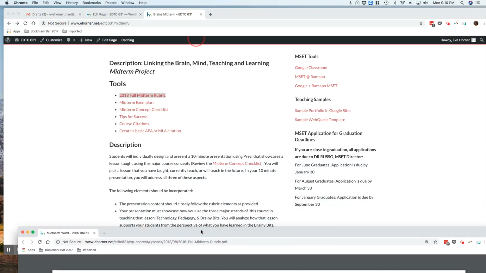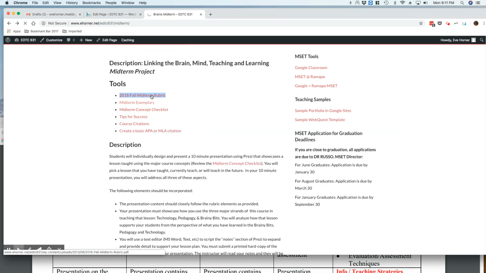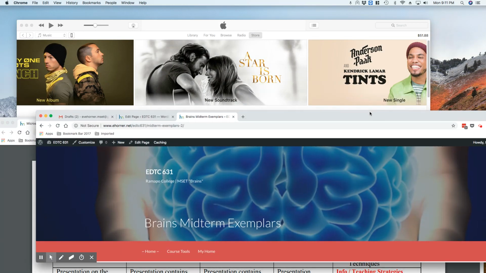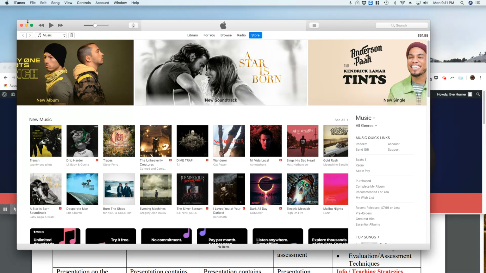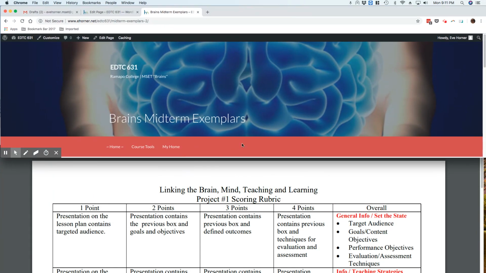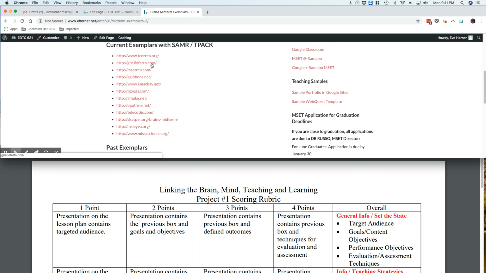Now the exemplars have been updated, and the important part about the exemplars is that while these are listed here as exemplars, note that none of them were perfect. That's very important to understand: when you're comparing these exemplars against the rubric, you always want to refer to the rubric. While these are very good exemplars, again, they are not perfect.